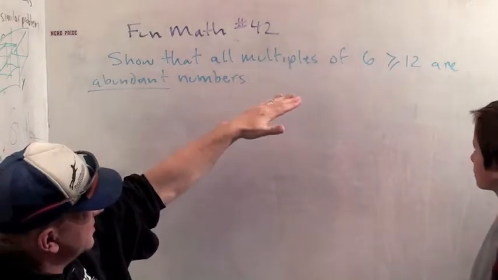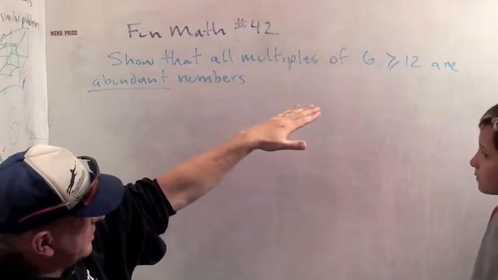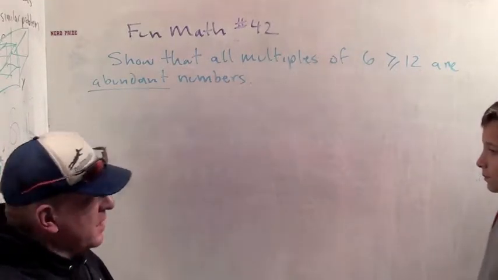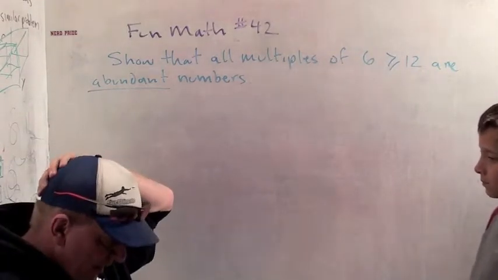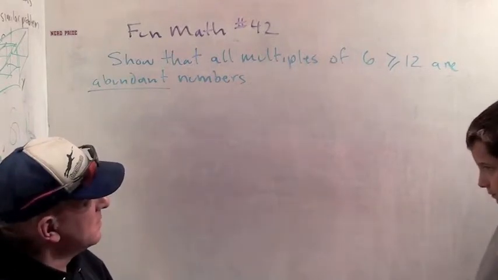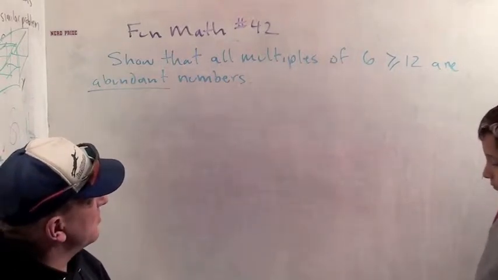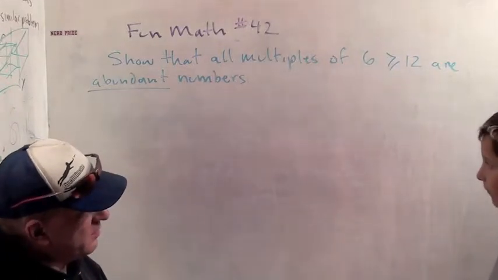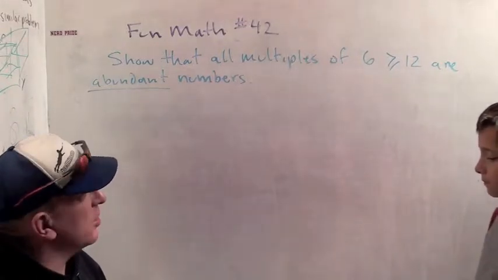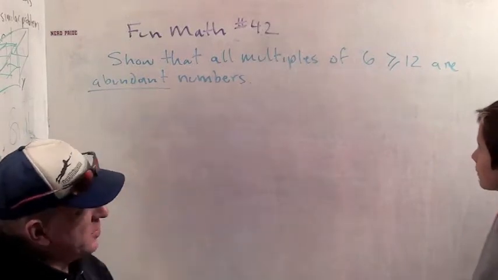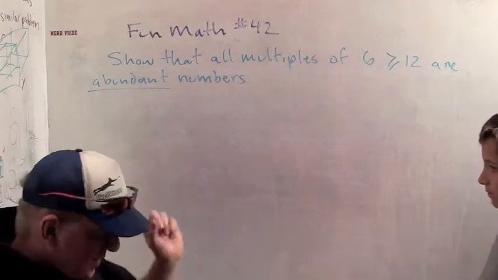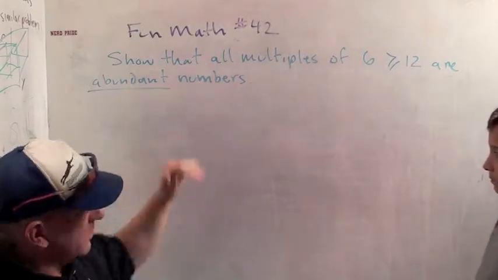Show that all multiples of 6 greater than or equal to 12 are abundant numbers. This is a beginning proof problem, which means you have to show a statement is true. So how would you approach a problem like this? What's the first thing you need to know? Well, what abundant means. That's exactly right. What is an abundant number?